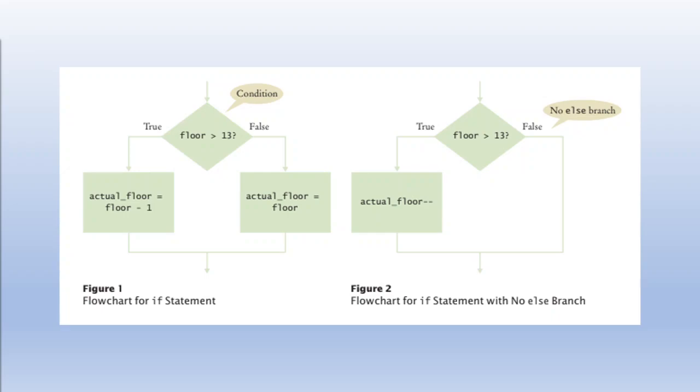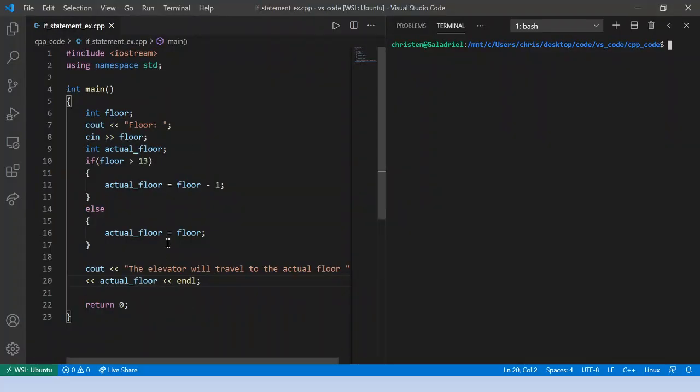Let's jump into some code and talk about how this works. So you can see here in the code that I have created a variable called floor. We will then ask the user of the elevator to input floor. We will gather it here, and then we will also have an actual floor variable to compensate for the difference in the terminology on the elevator panel.